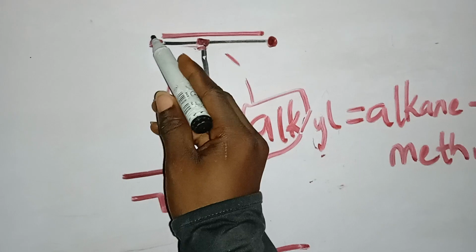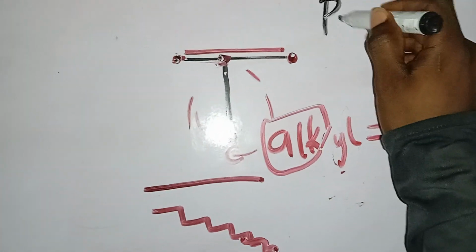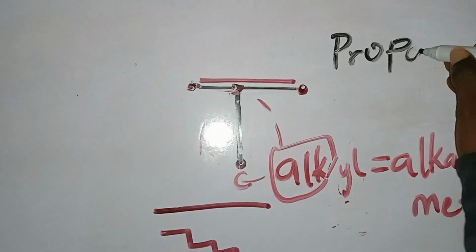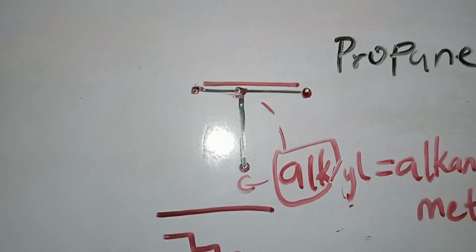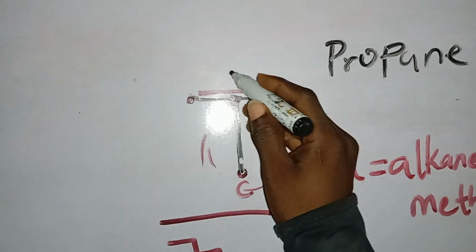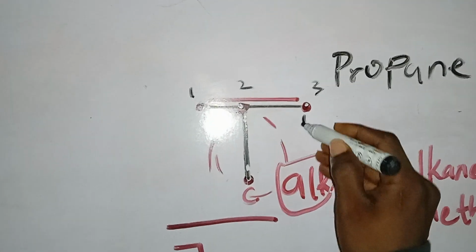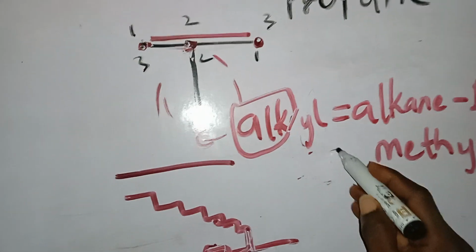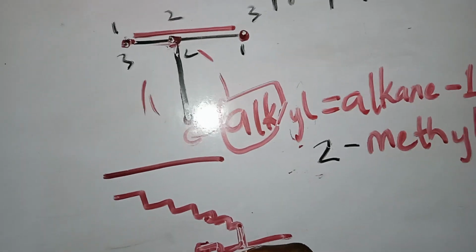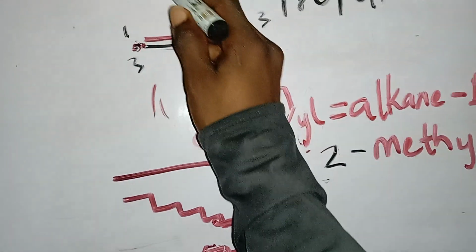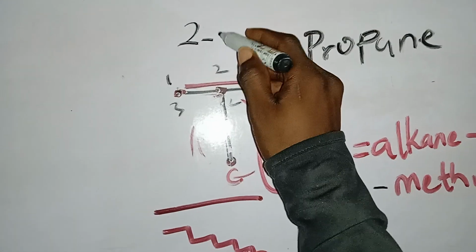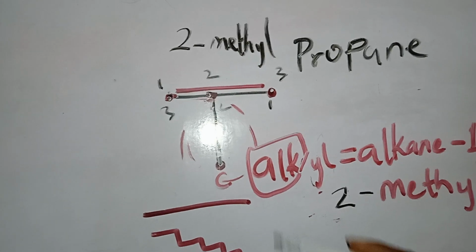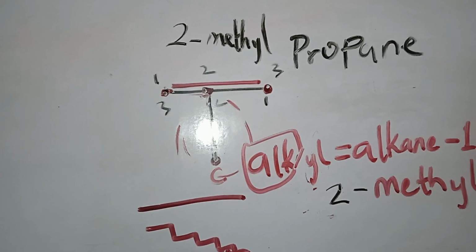So if you know that this is methyl, you now need to know that if this is 1, 2, 3, 3 carbons means prop. If this is 3 carbons and everything is complete with single bonds, it's propane. Going this way, 1, 2, 3, this attachment happened at position 2, so this is 2-methyl. Naming this compound, it will now be 2-methyl propane. So that's the name of this compound, 2-methylpropane.